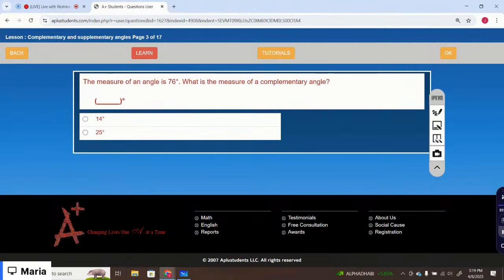The measure of an angle is 76 degrees. What is the measure of the complementary angle? That is 14 degrees. Option number 1 is the correct option.